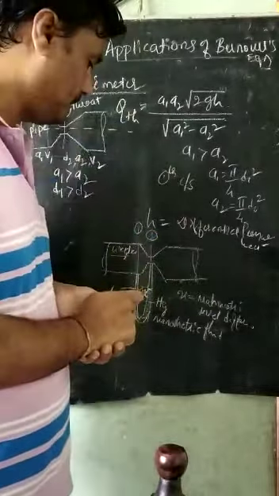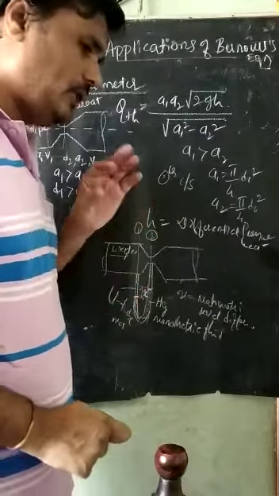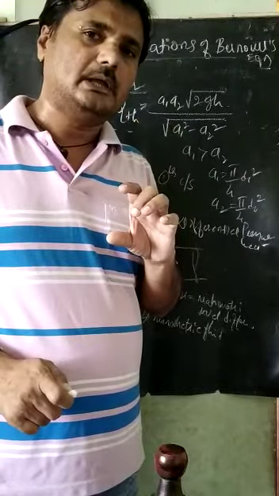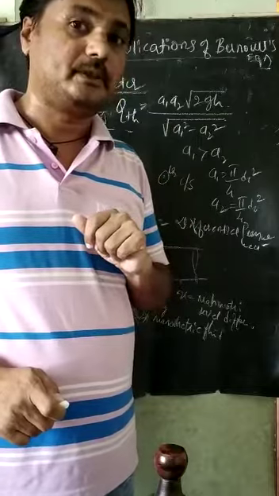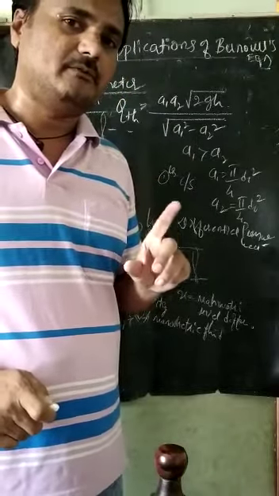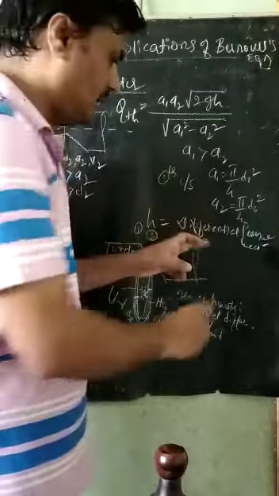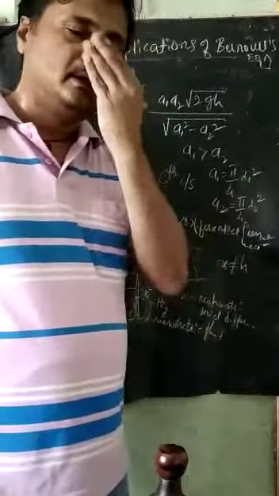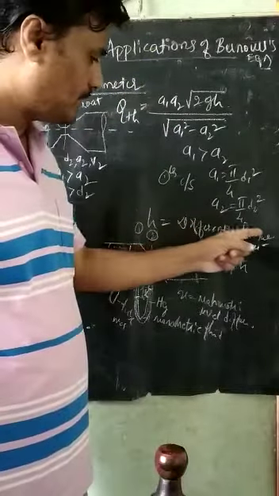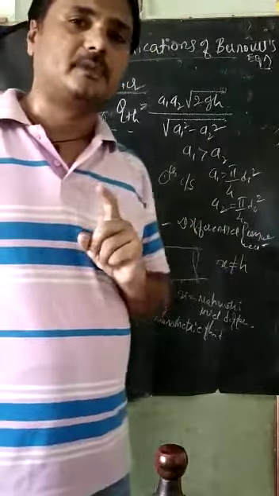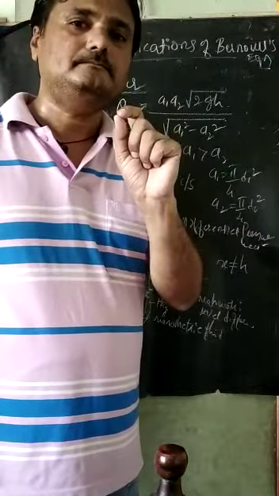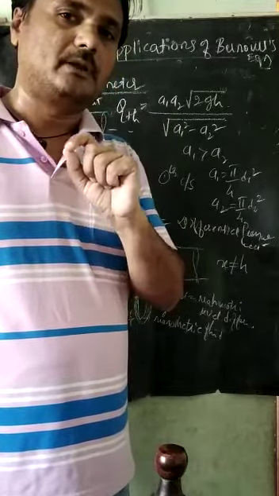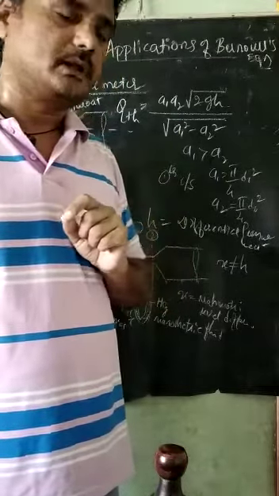Here X is there. Then if we know the levels of the mercury in the manometer, it is not the differential head H. X is different, H is different. Here a very important thing is X is not equal to H. H is the differential pressure head, and X is the difference in the levels of the manometric fluid in the manometer here.